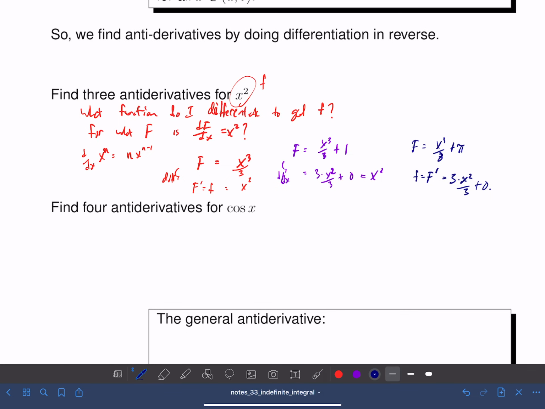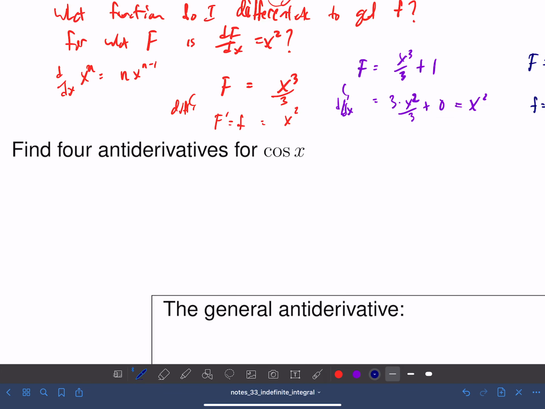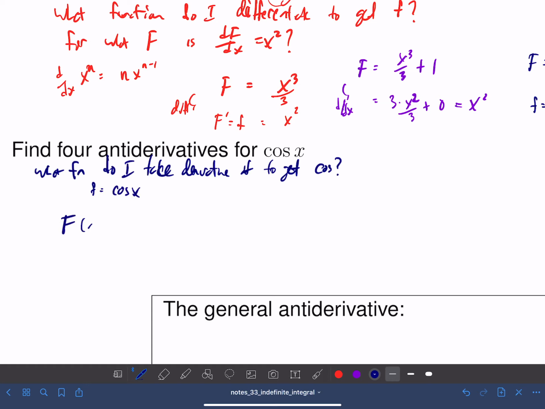Let's do it for cosine. What function do I take the derivative of to get cosine? Hopefully me writing that down was enough time for you to think back to the work that we did in chapter 3. I take the derivative of sine to get cosine, which means that if lowercase f is equal to cosine of x, then capital F is equal to sine of x.